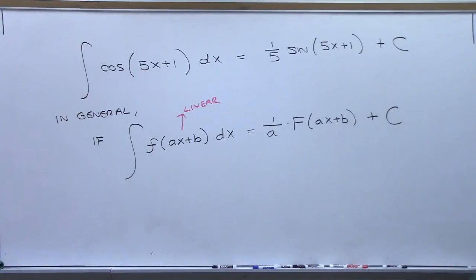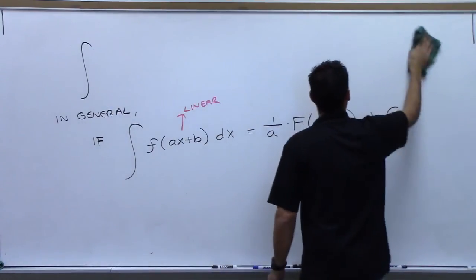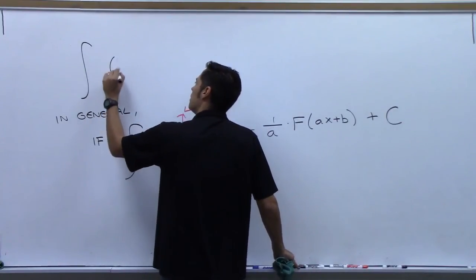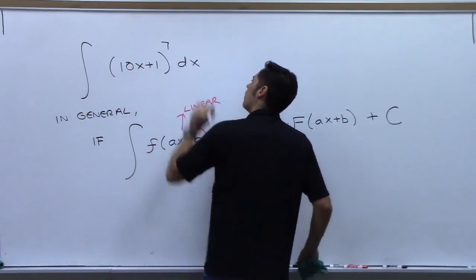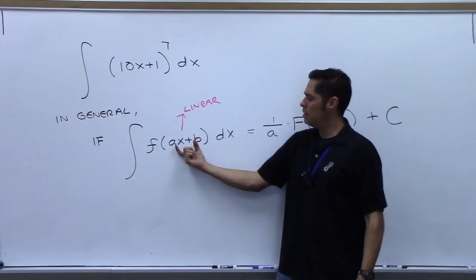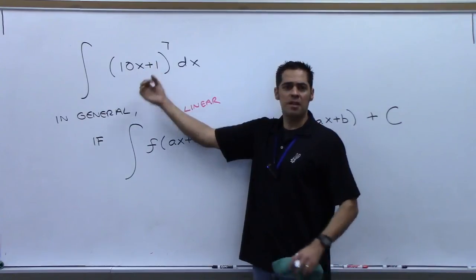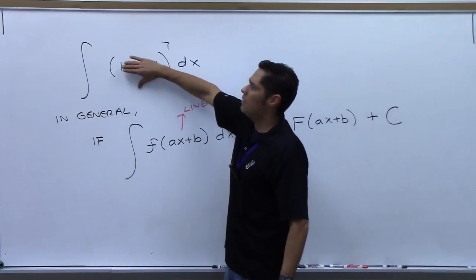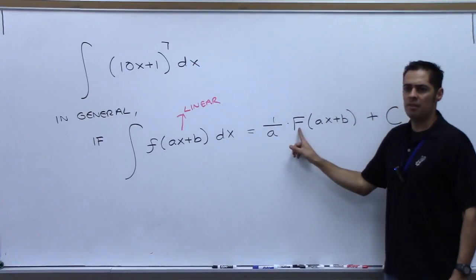I want to give you maybe 2 more to make sure you understand this. How about, let's see if you're really picking this up. Do you see a linear function or a linear expression sitting inside of a function here? Yes? Linear expression sitting inside of a function. What is the function that it's sitting inside of? No, that's the linear part. That's just like something to the 7th, right? Do you know the antiderivative of something raised to the 7th?